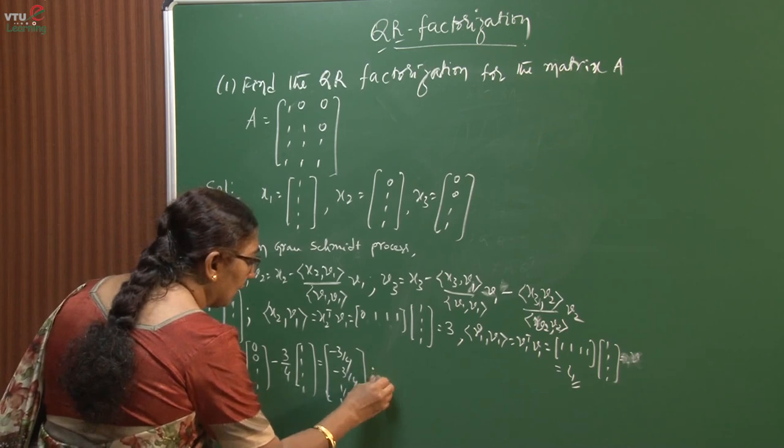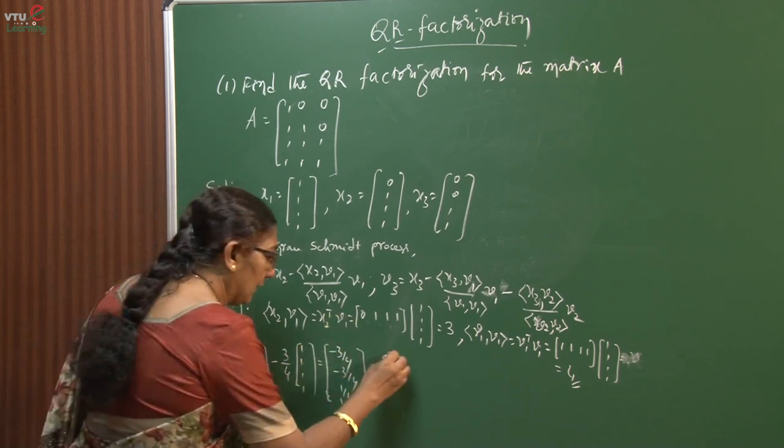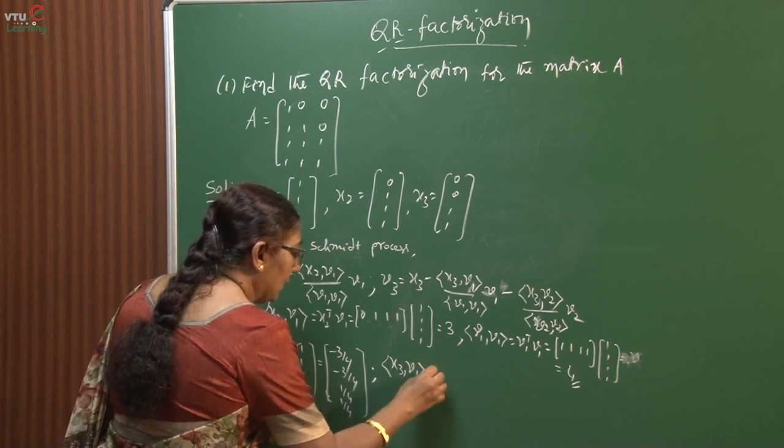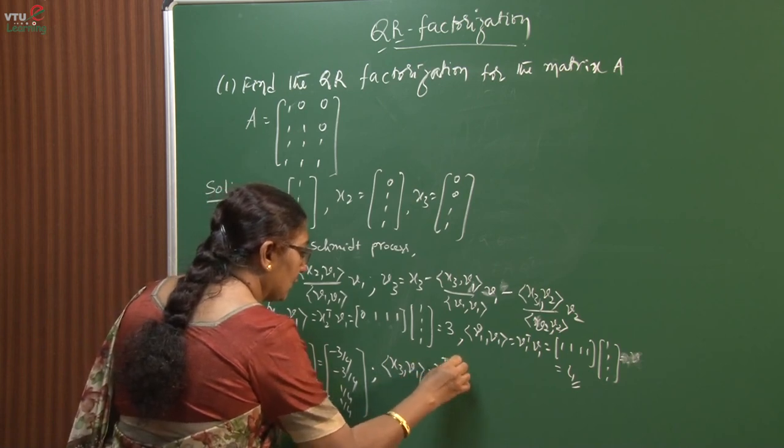Next, I am going to calculate V3. To calculate V3, first you find the inner product of x3 comma V1, which is nothing but x3 transpose into V1.